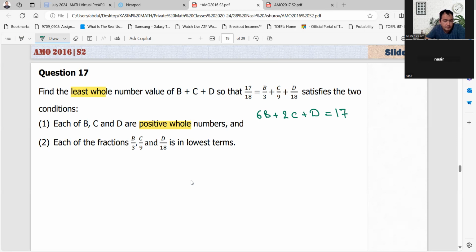151. So 7. What is B plus C plus D, the least value of B plus C plus D? 7. Is it your final answer?